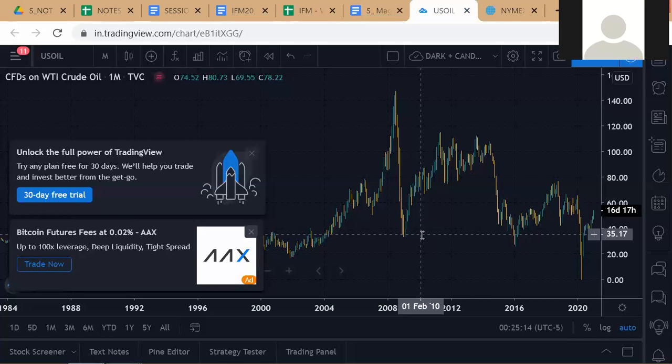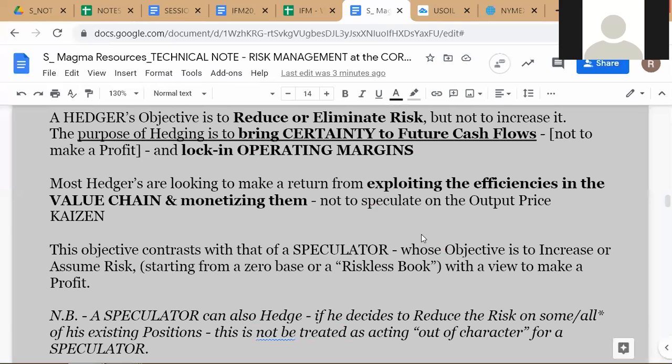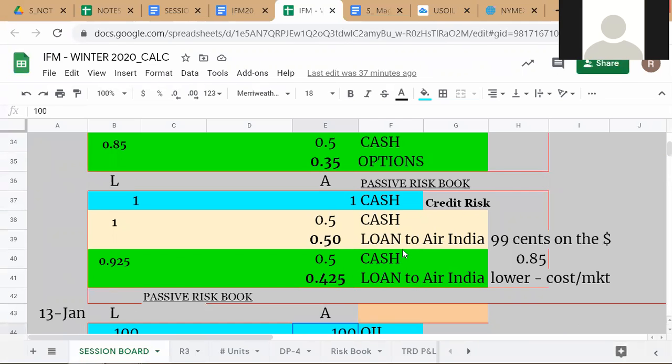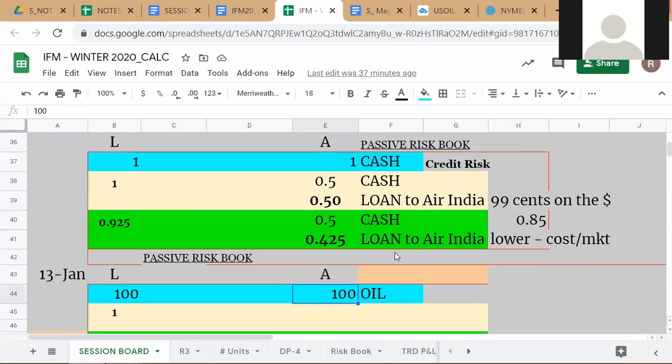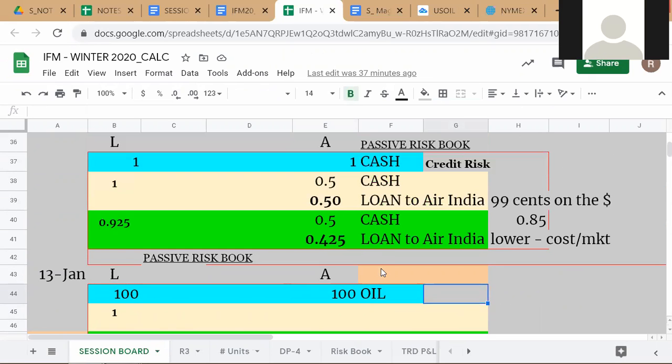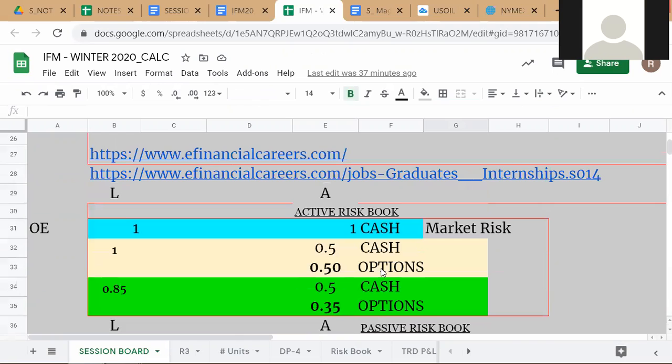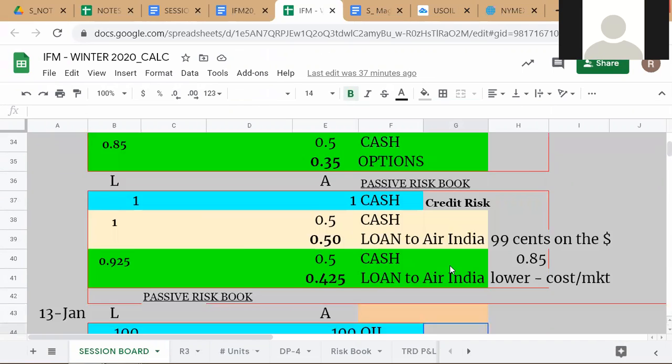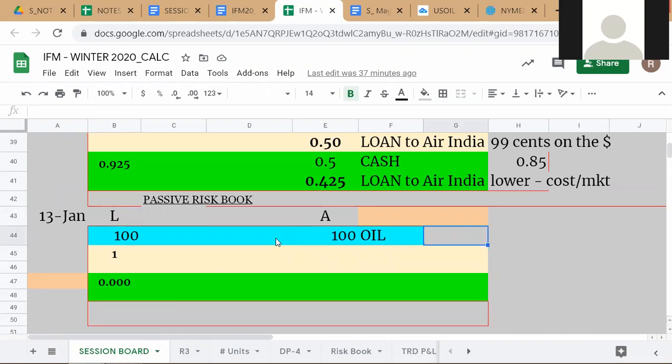But in the case of the passive risk book, what you have to note is that there is already an underlying position. So this is a little bit one step advanced relative to an active risk book. In an active risk book, you start with zero risk and then you create some risk for yourself by buying or selling something. Whereas in the passive risk book, because you're already in the business, you already start out with the underlying position.